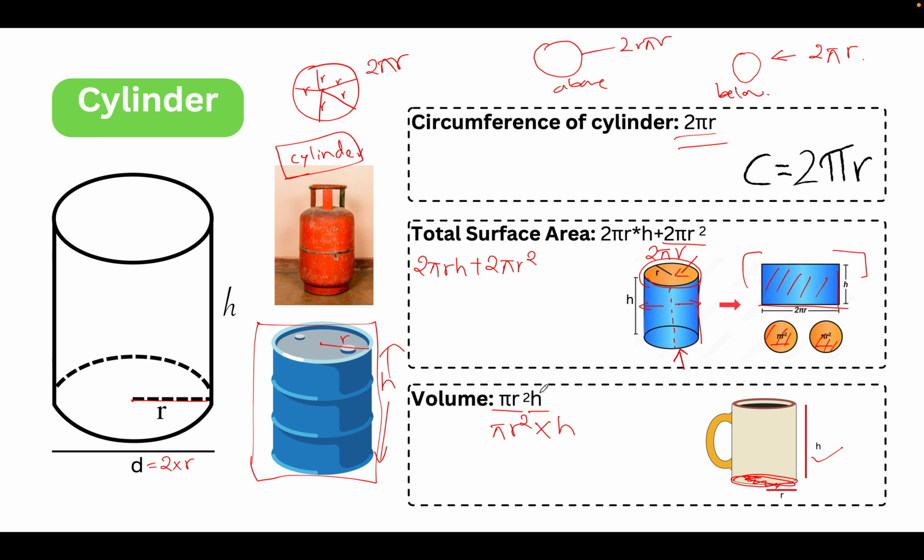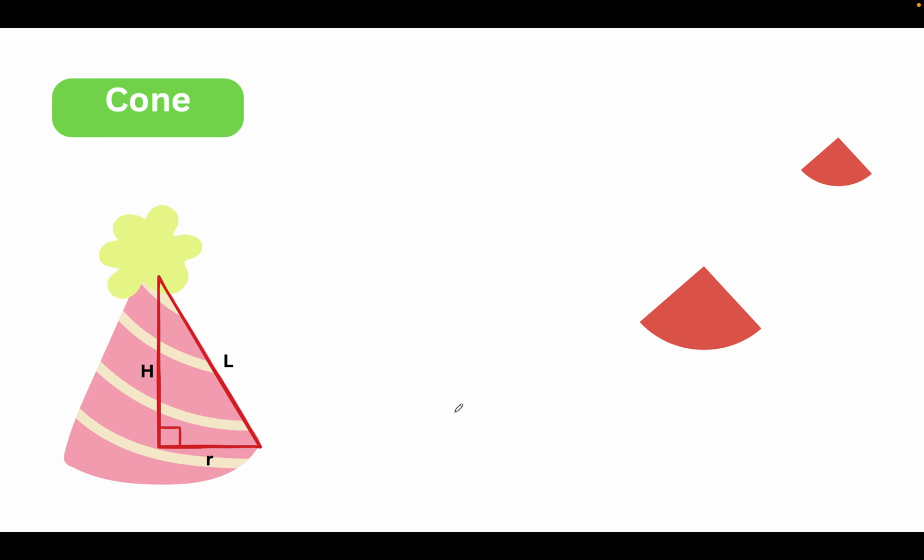It is quite easy. And if you are asked how much oil we can fit in this drum, then we will use the formula of the volume of a cylinder and find out the volume of oil that you can put in that drum. Now moving on to cone.